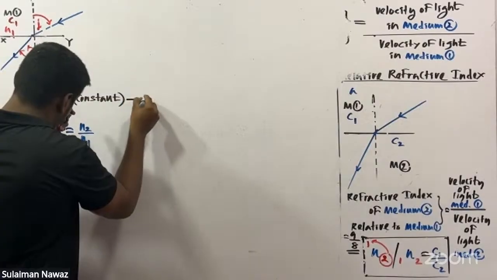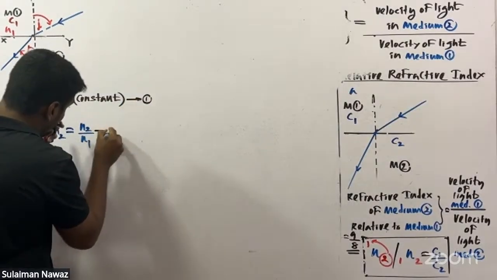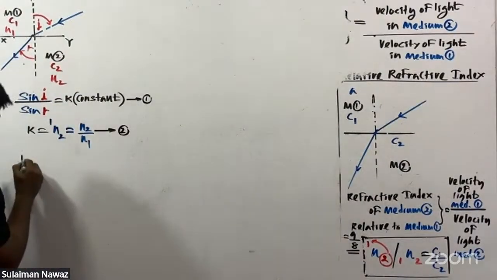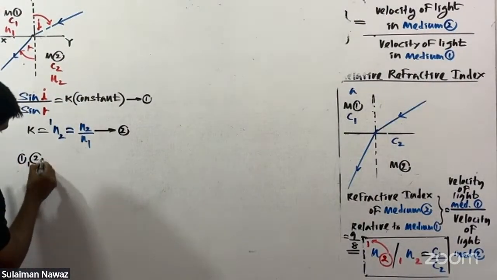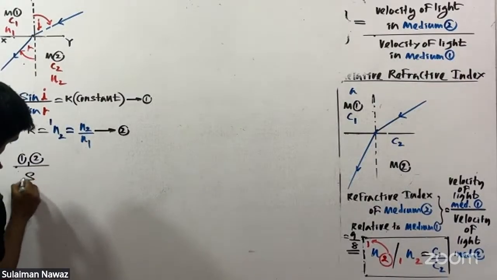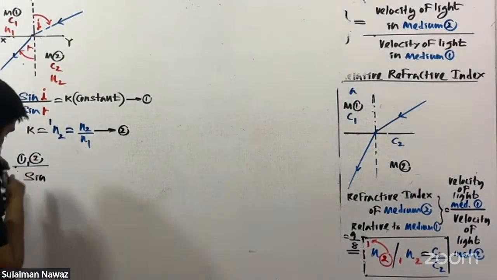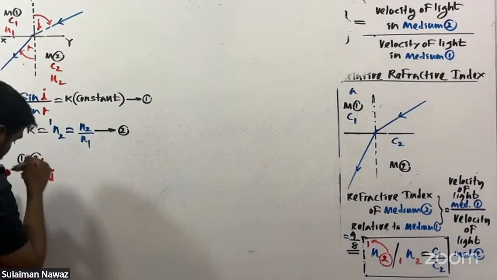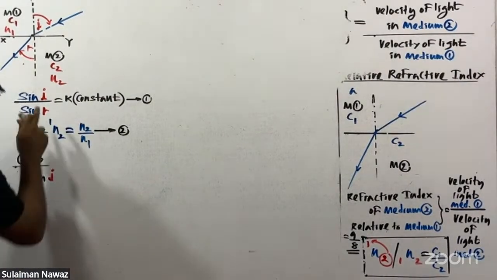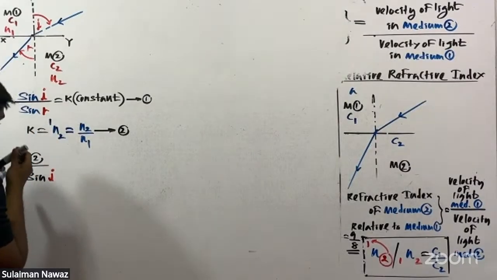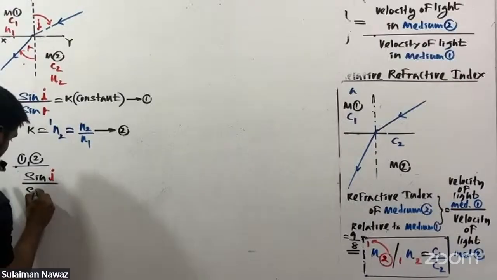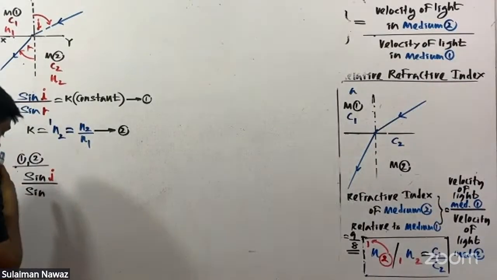Equation 1 is going to be equation 2. From equations 1 and 2, we can write down that the sin I to sin R ratio is equal to n2 to n1: the absolute refractive index of medium 2 over the absolute refractive index of medium 1.